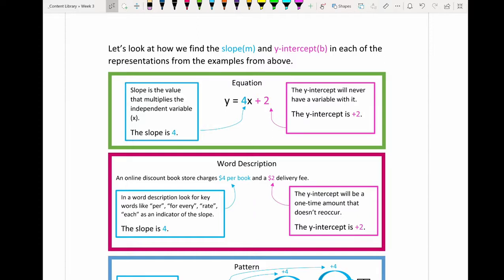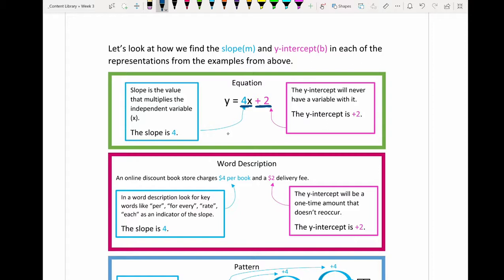If we look at an equation, remember the slope is the value that multiplies the independent variable, or x in this case. The variables may be different, but the slope is the one that's paired up with the x. The y-intercept will never have a variable with it. That's why it's called the constant. It's always going to be the number on its own, so in this case, it's the +2.